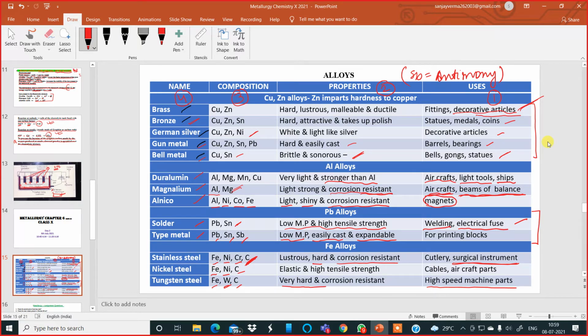Yes, somebody speaking? Hardest metal, there are plenty of examples. We can talk about lead metal also.